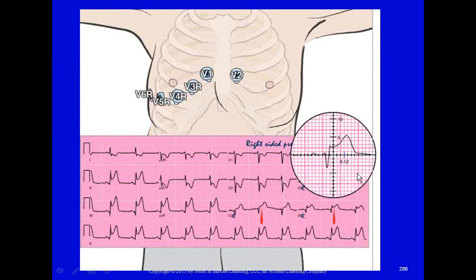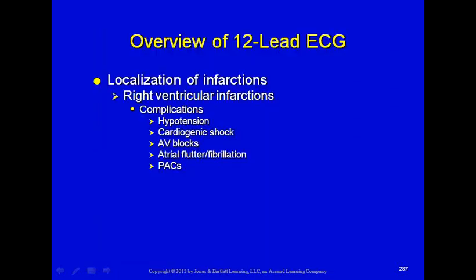And you want to look at V4. A right V4, if that ST segment is elevated in right V4, then you have a right ventricular MI. And you know that the patient is going to be really susceptible to a drop in blood pressure should you give them nitroglycerin or morphine. What some protocols advocate is a liter or two of fluid first before giving the nitroglycerin. Some complications associated with right ventricular infarcts, certainly hypotension, cardiogenic shock, AV blocks, atrial flutter or fib, PACs.